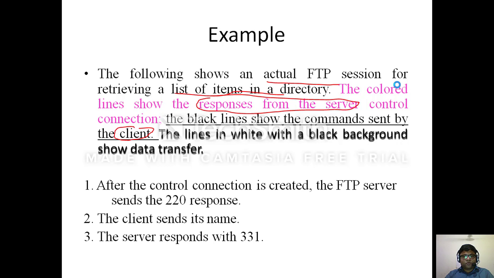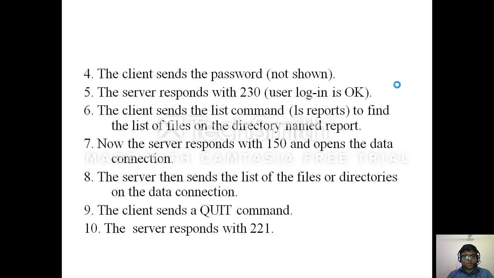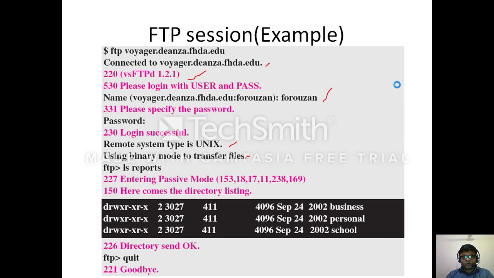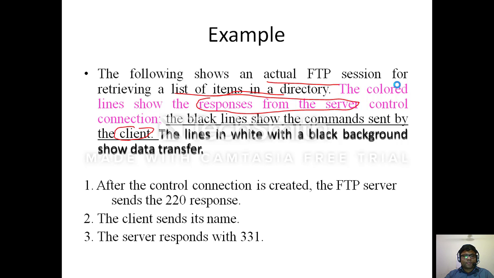The lines in white with a black background show data transfer. This one shows the data transfer. After the control connection is created, the FTP server sends the 220 response.